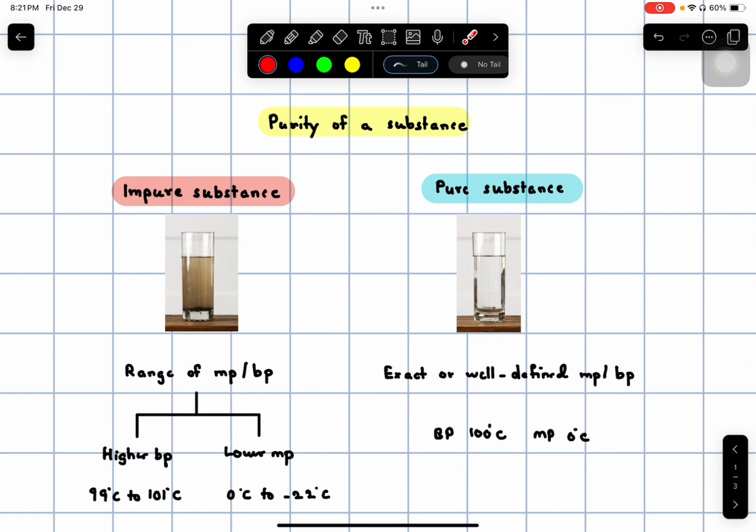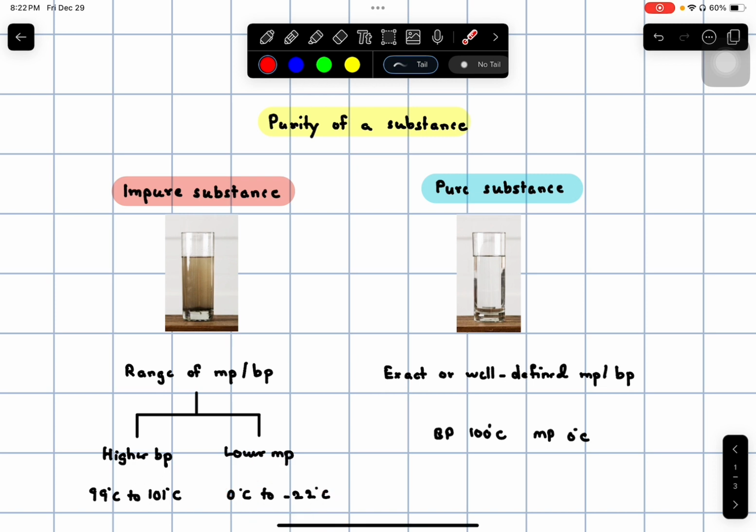For example, impure water would have a boiling point which ranged from 99 to 101 degrees Celsius and a melting point which ranged between 0 degrees Celsius to -22 degrees Celsius. So it's not an exact value, it could be a number anywhere within these ranges.